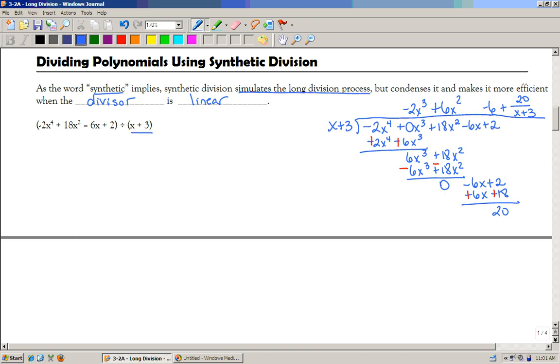I have a little example over here of what you would do if you were doing long division, so we can kind of compare the process. If you want, hit pause and write this down and then come back to it, so that we can continue along to show how it relates to a synthetic division problem.